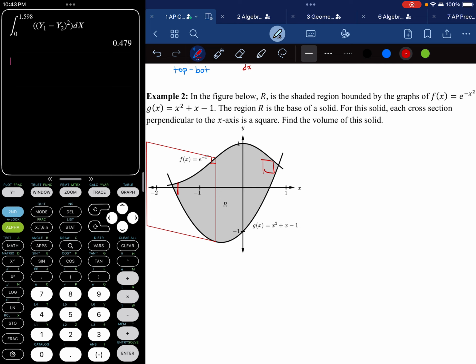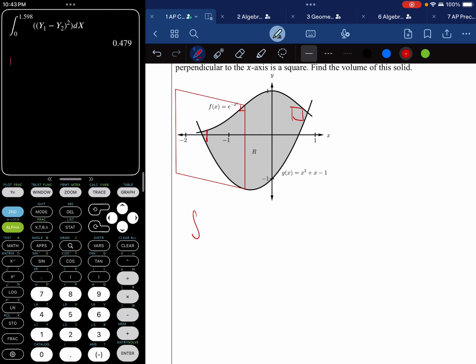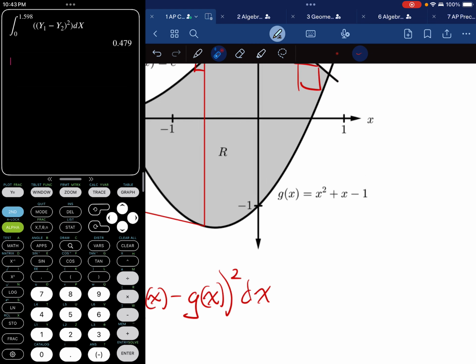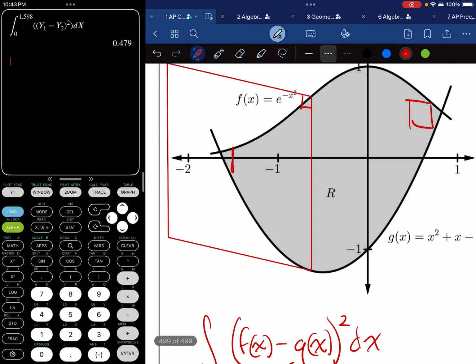The integral is always going to be top, which is going to be f of x in this case, minus the bottom, which happens to be g of x also in this case, and I do that quantity squared dx. It's ready to go. The only thing that I'm missing now is the bounds. What is this intersection? What is this intersection? If I find those two intersections, I am done. So what's that thing right there? And what is this x coordinate over here? Once we get these x coordinates done, we're ready to go.